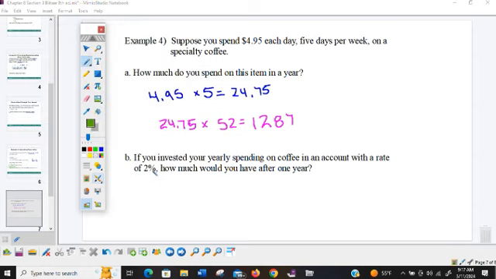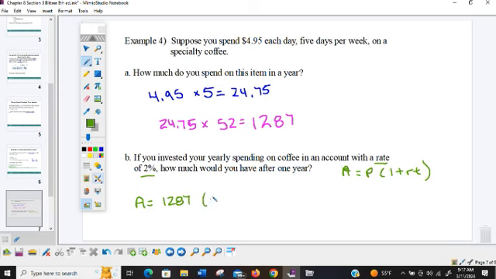Now they're going to throw a different scenario at you. They said, if you invested this amount on coffee in an account at a rate of 2%, how much would you have after 1 year? So we're looking for future value. Remember that formula is A equals what you have right now times 1 plus the rate times the time. So that's the formula we're going to fill in. This is what we have right now.